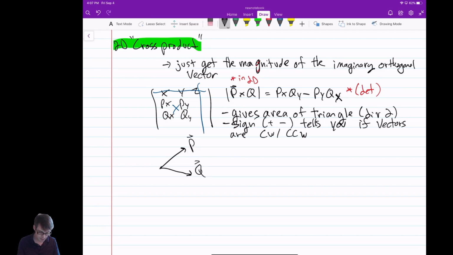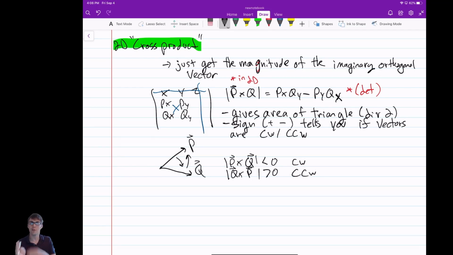So here's my vectors P and Q. The cross product of P cross product Q, the magnitude of that is going to be less than 0 because it's clockwise, right-handed rule, and it's going to go into the plane if you twist your arm that way, right, for clockwise. And then the size of QP, same vectors, but now I'm going the other direction. It's going to be bigger than 0. It's going to be counterclockwise. Remember, there will be 0 when they're collinear or in the other direction, which is a problem.